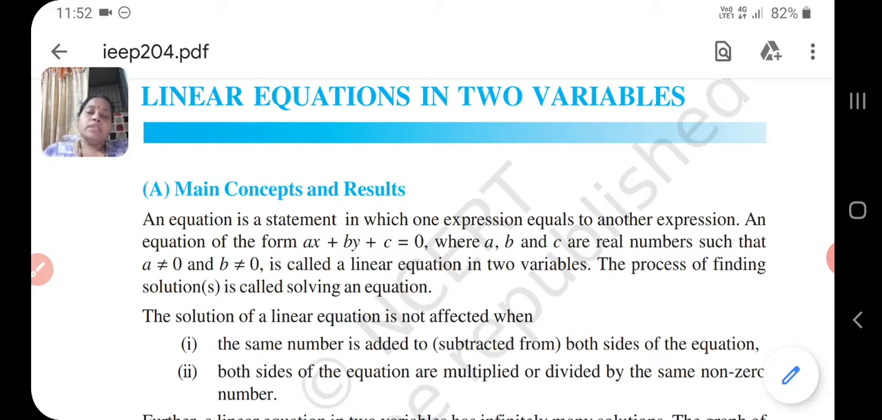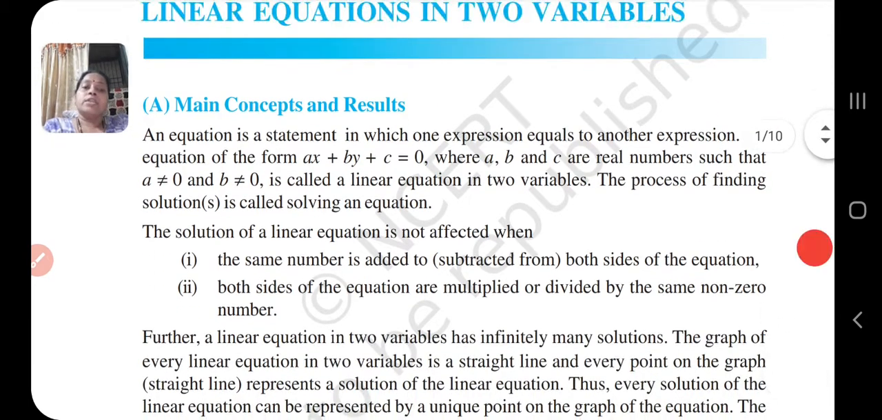Okay, student, it's revision time. So we have revised our chapter number 4, that is linear equation in two variables. Okay, what we learn in this chapter, what is an equation?